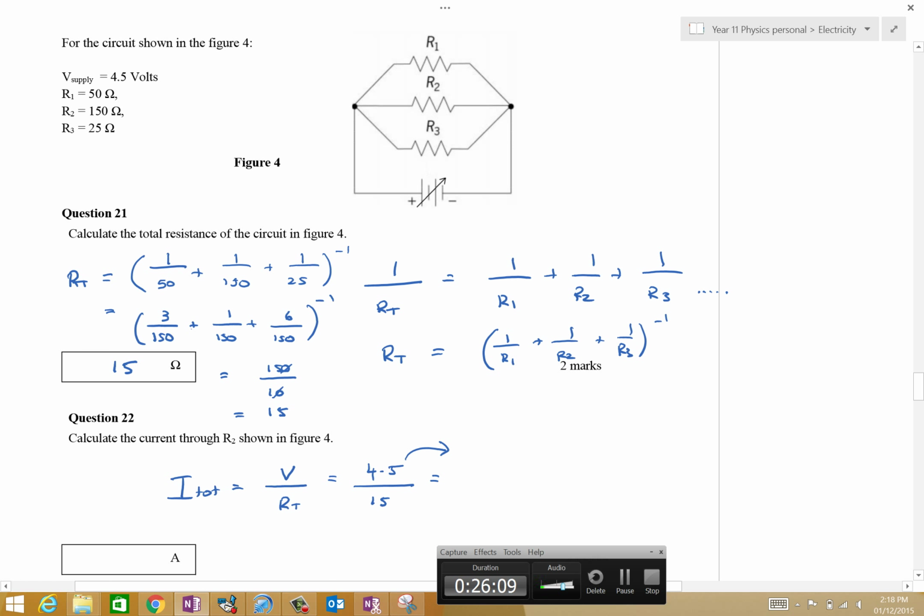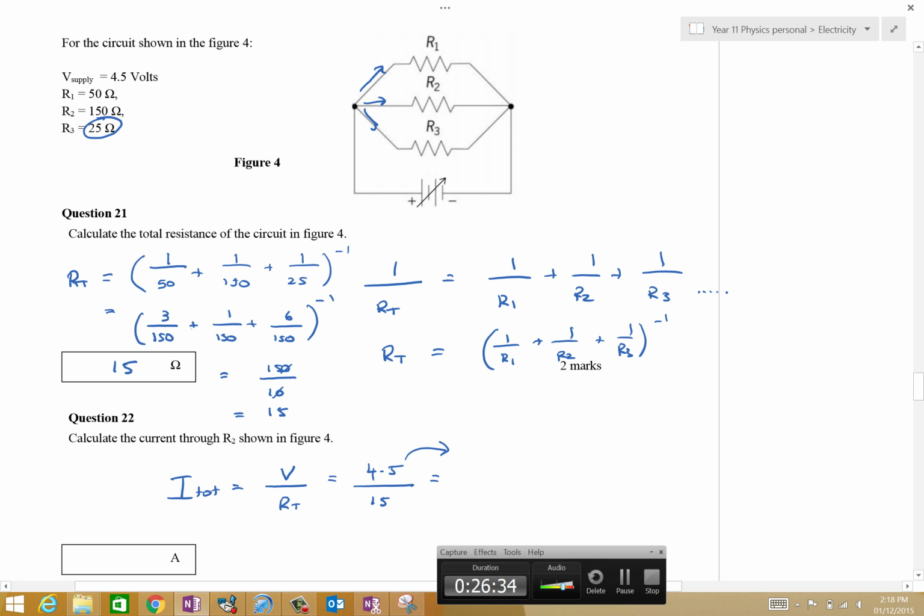That's current. So some of the current's going to go through here. Some of the current's going to go through here. Where's most of the current going to go through? Which resistor? Isn't current generally more current going to go through the path of least resistance? Yes?